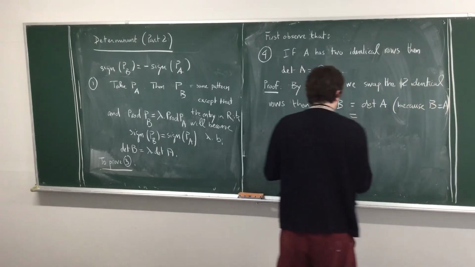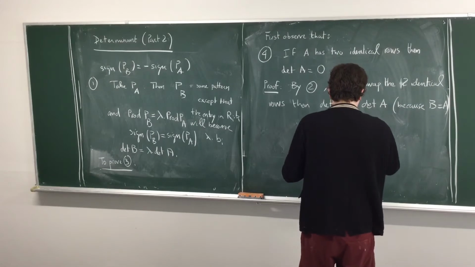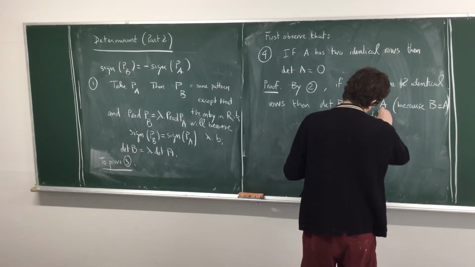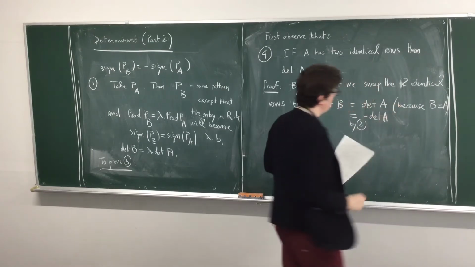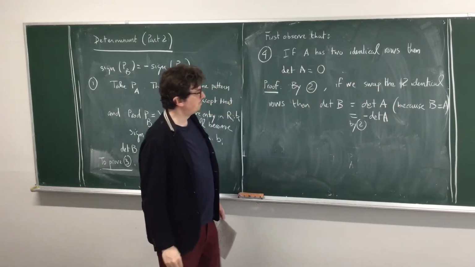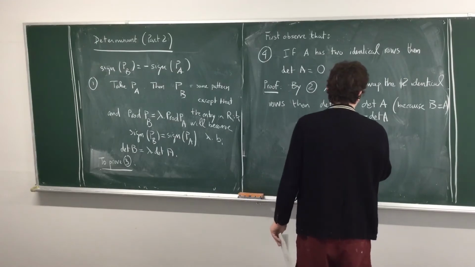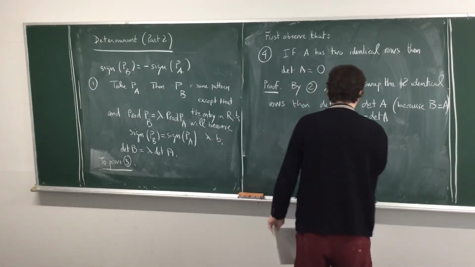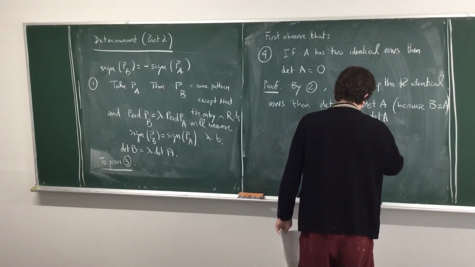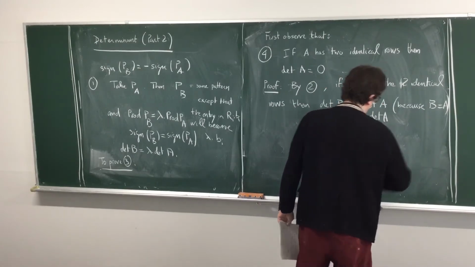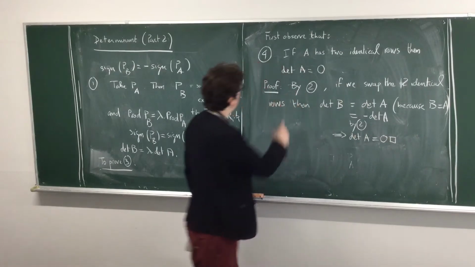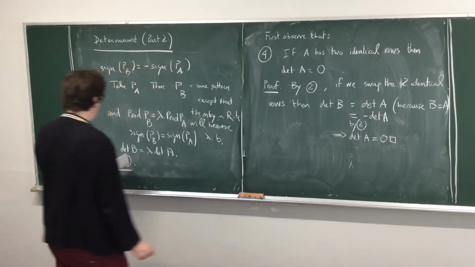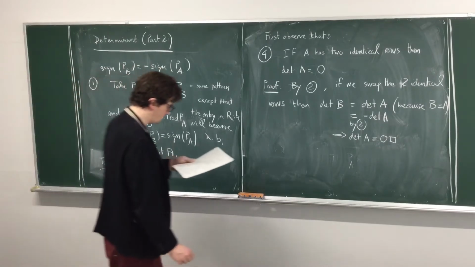But also by property 2, this must be also minus determinant of A, just because we modified by a swapping. And so you see that we get determinant of A equal minus determinant of A, which means that determinant of A equals 0. So this proves this property 4. This property 4 will help us to prove property 3.